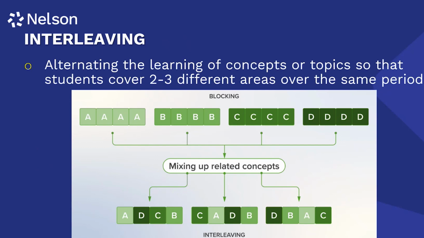Okay, the third strategy is called interleaving. So what interleaving is, is the learning of concepts or topics where students cover 2 or 3 different areas over the same period. So the more traditional method, you've got topic A, topic B, topic C, topic D, and you just learn them each in a block. So it's called blocking. So you learn all the number topics together, then all the algebra, then all the measurement, then all the statistics, right? But interleaving is actually mixing them up. So it might be doing one topic from number for 1 week or 2 weeks or whatever, and then changing it up to doing something else, statistics, for example, and then changing it up and doing measurement.